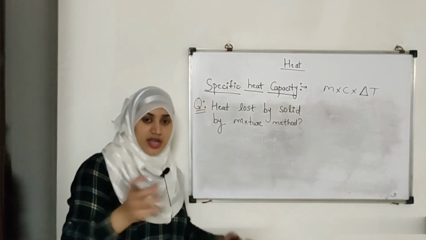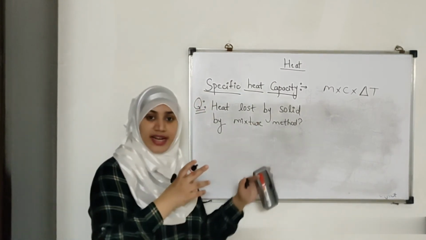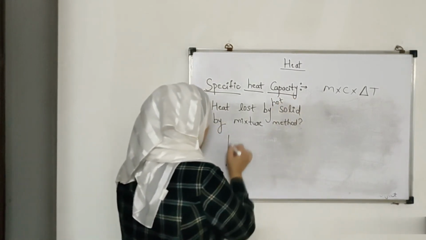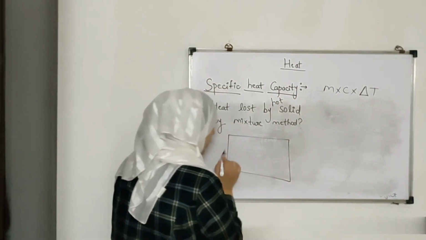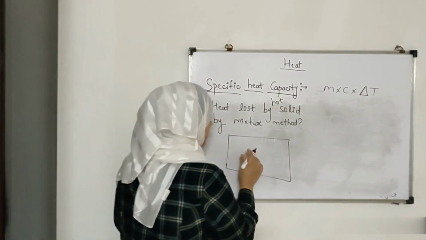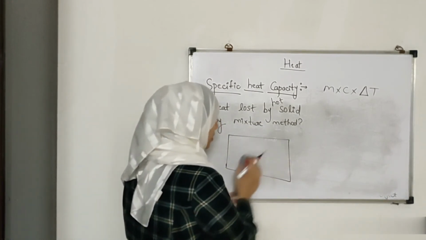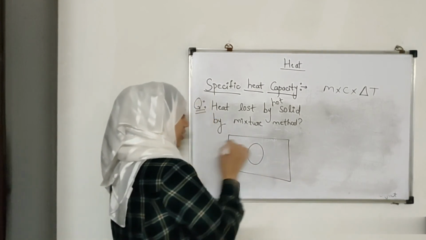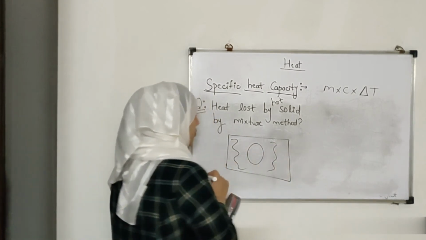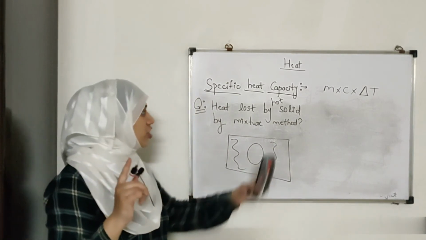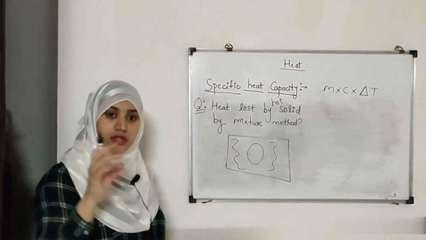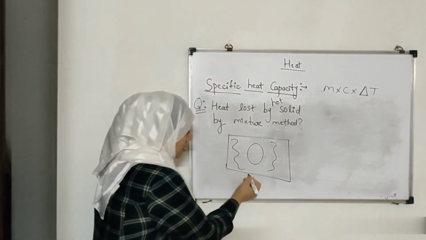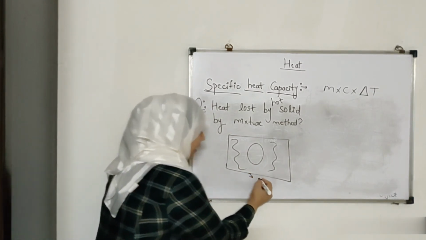You take the hot solid and calculate the heat lost by the hot solid. Imagine there is a heat resistant box. In that, you put it in a calorimeter, in the water. So this is my hot object, and this is my water and the calorimeter. The energy lost by the hot solid is equal to the energy gained by the water plus the energy gained by the calorimeter.